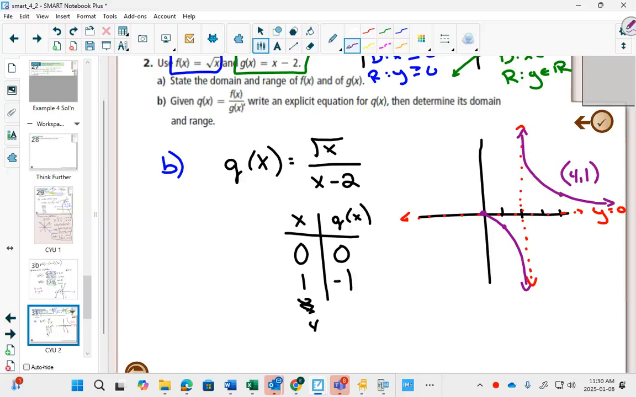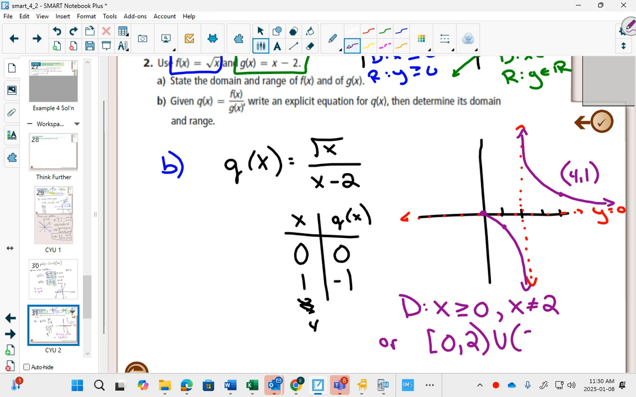That's helpful because now we can do the domain and range. The domain is x is bigger than or equal to 0, comma, but x can't equal 2. This would be one way that you could write it. Or, if you like interval notation, you start at 0, go to 2, not include 2, start again on the other side of 2, and go on forever.